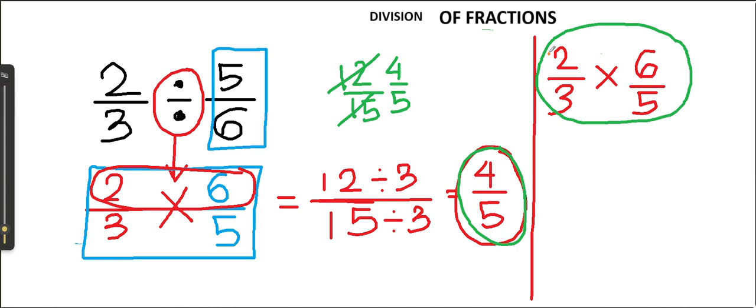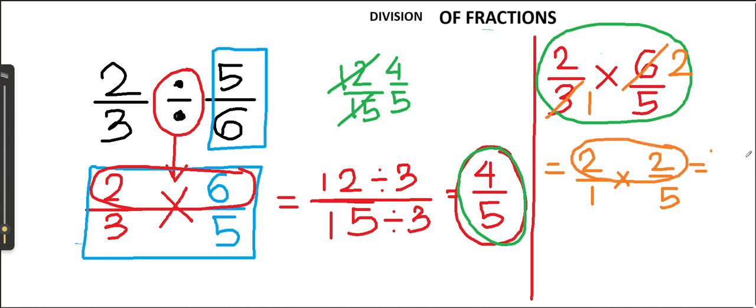So well, coming back to the question again, 2/3 times 6/5, we see that 6 over here is divisible by 3. So 3 times 1 is equal to 3. 3 times 2 is equal to 6. The numbers cannot be further divided by any other number. So the numbers would be 2/1 and 2/5.